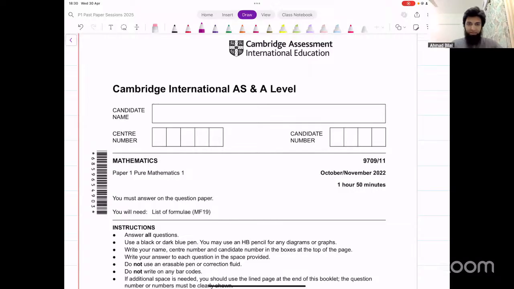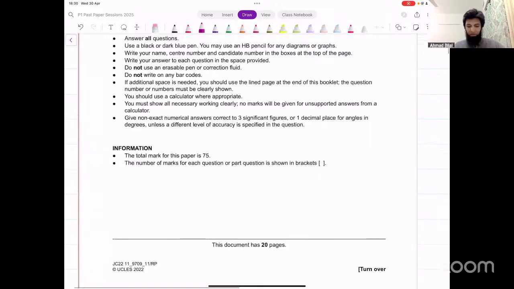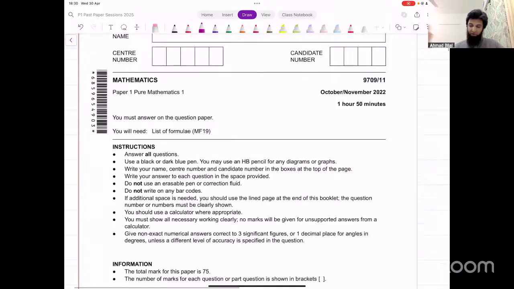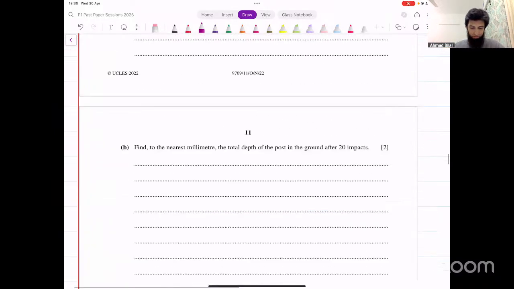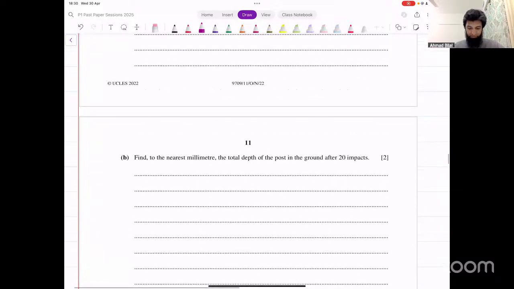Okay, so let's get started with this one. From this, I'm first going to do question number 7 that has more votes. Let's start with that. This is November 22, paper 1, variant 1. We're starting with question number 7.